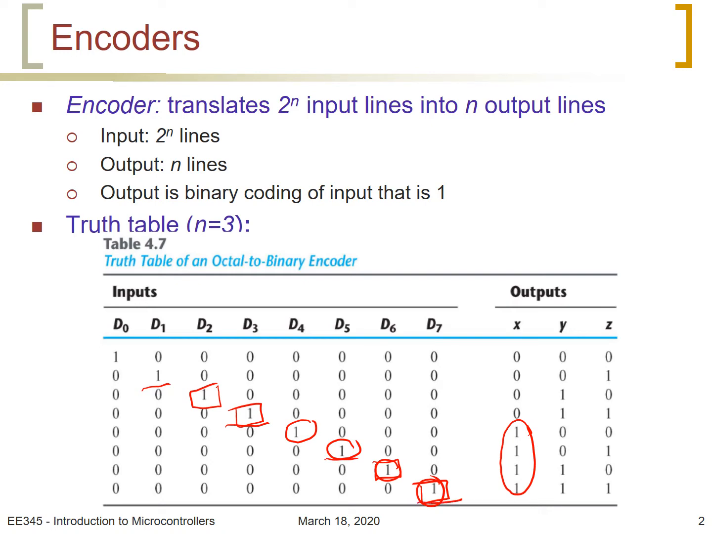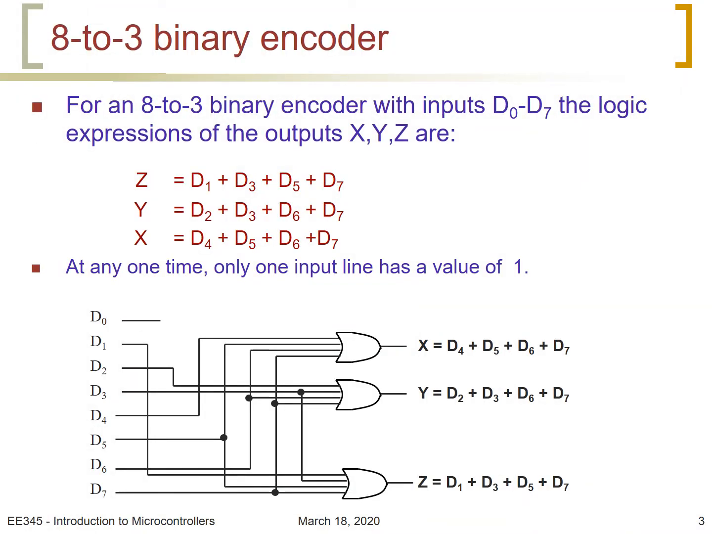And from these observations, we can immediately write the Boolean functions for X, Y, and Z. And with the Boolean functions, the hardware implementation becomes straightforward, where we need only 3 OR gates to develop the outputs X, Y, and Z, as we can see in this diagram here. Therefore, the 8 to 3 binary encoder is straightforward. It has these 8 inputs and these 3 outputs, as we have just explained.